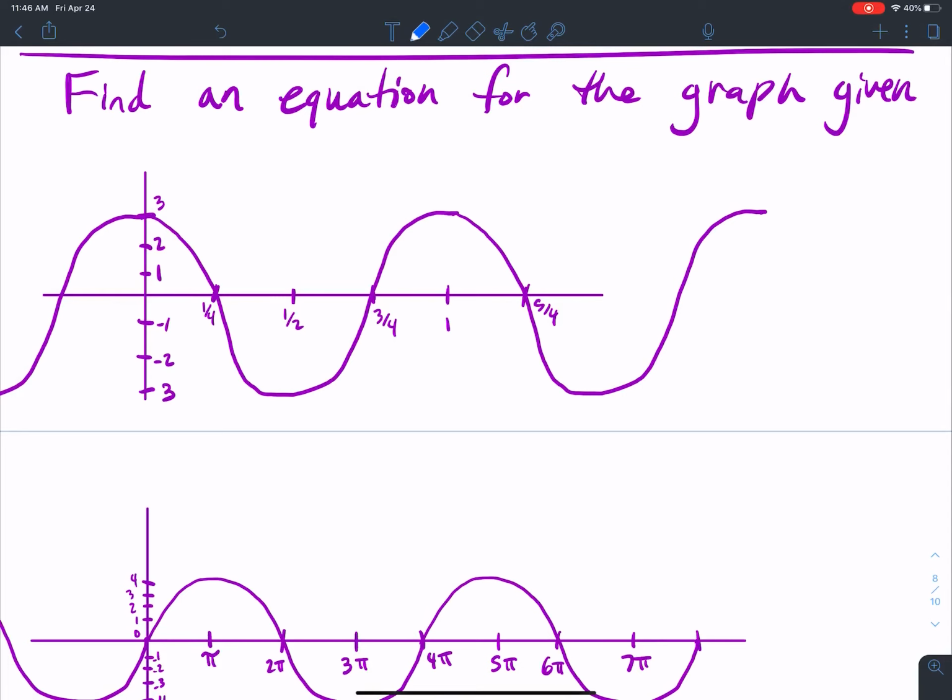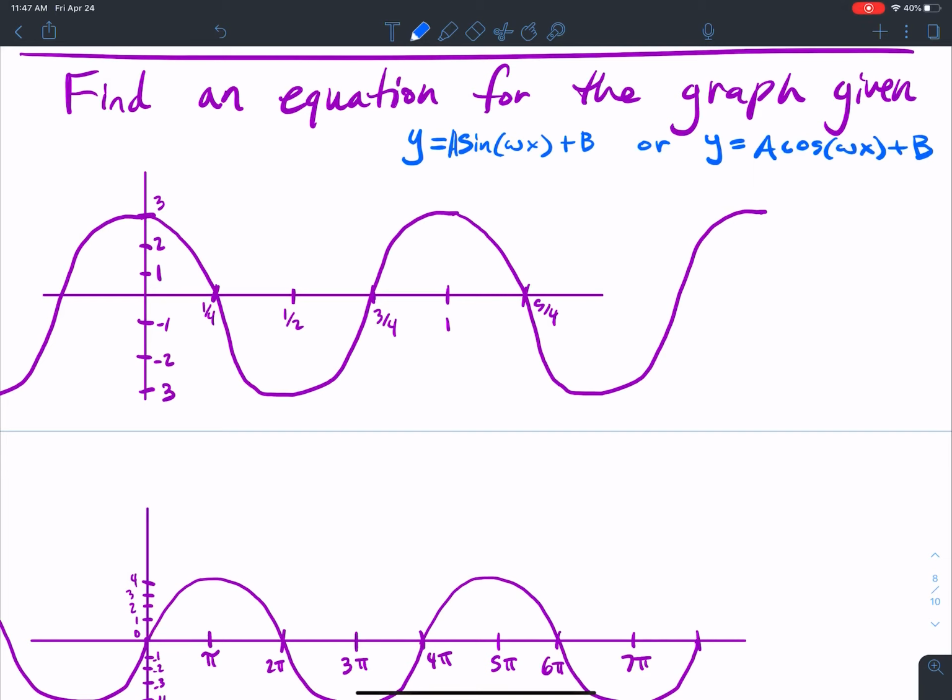So in this video, we're going to do the opposite of what we've been doing. Originally we've been given an equation of a sinusoidal function and we've been asked to graph it. Now we're going to be given the graph of some sinusoidal function, and maybe that graph is of the form y equals a sine omega x plus b, or y equals a cosine omega x plus b. And we're asked to find the equation.